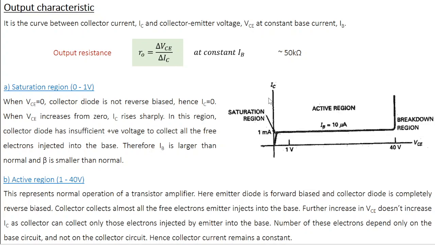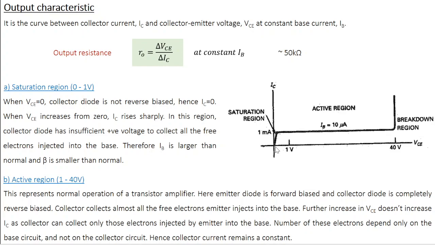Now, if you look at the graph between VCE and IC, this is how it looks. It has three major regions. First one is a saturation region, which ranges from 0 volt up to 1 volt. Then from 1 volt to 40 volt, you have the active region, and this is the basic operational region of an amplifier. Then above 40 volt, you have the breakdown region, which is very similar to breakdown of a reverse bias diode. First, let's look at the saturation region, 0 to 1 volt.